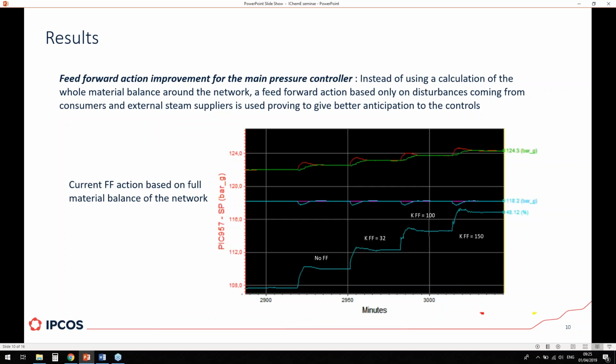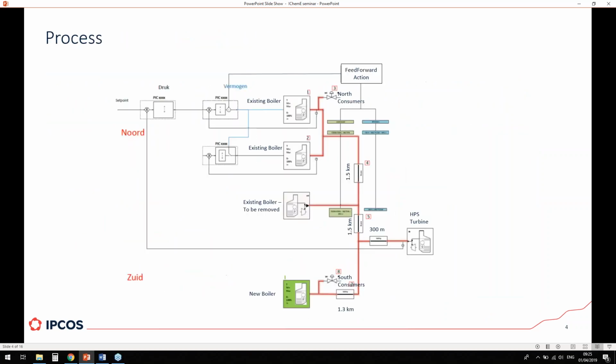Right. Some other interesting result that came from the simulation was, well, the whole idea here was to try and evaluate how the actual control system was going to react to those changes. And one thing we found, for example, was that the pressure control, let me go back to the initial slide. The pressure control that we have for the network uses a feed-forward action.